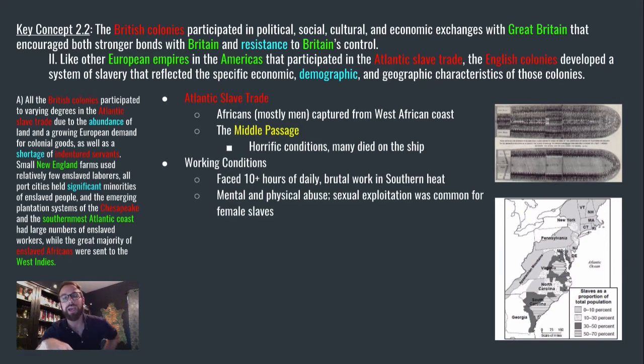Okay, so think of that. For men, it was bad that they were going to basically work to death, especially in the West Indies. For women, it meant sexual abuse was probably the worst part of their conditions.